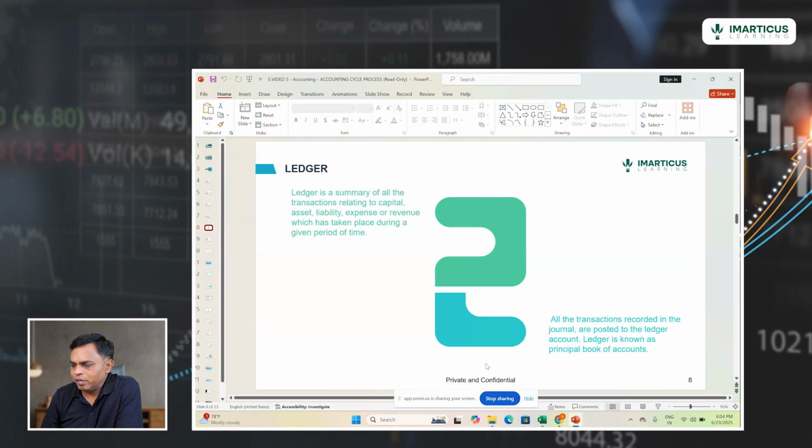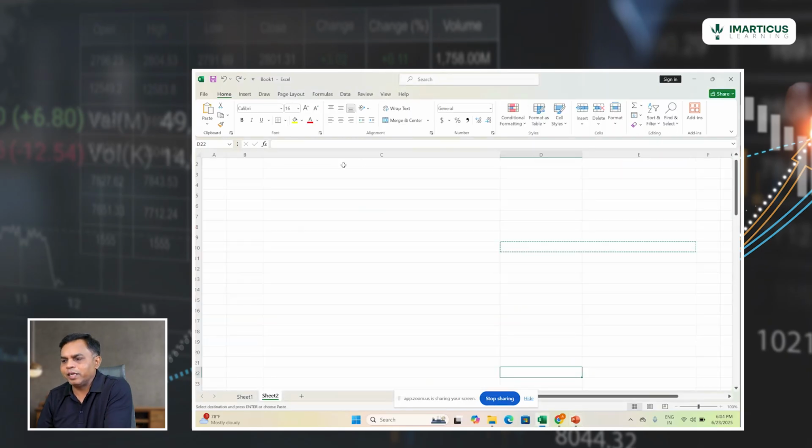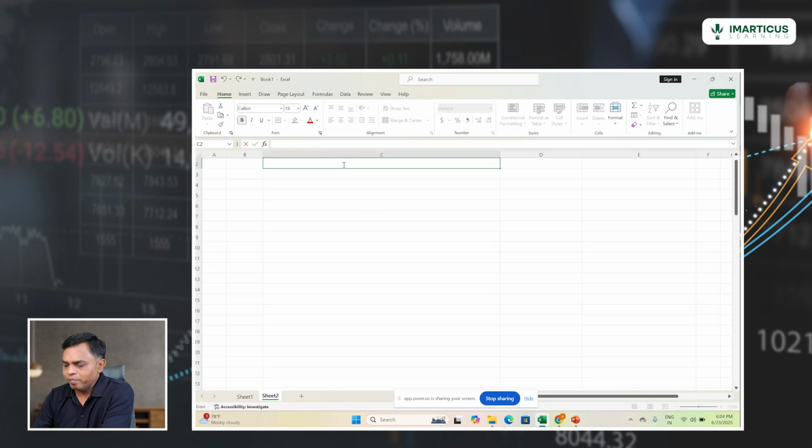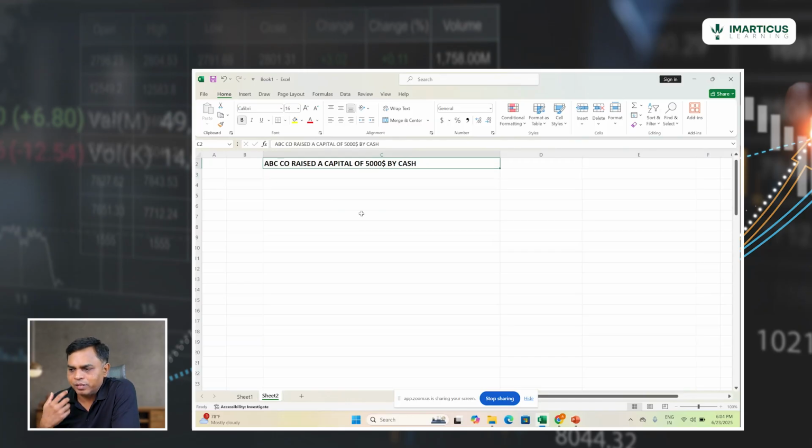So let's give an example. Let's say ABC company raised a capital of $50,000 by cash. So let's have a look at this example. ABC company raised a capital of $5,000 by cash.